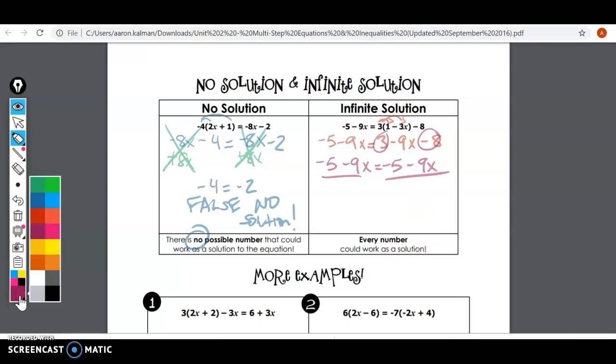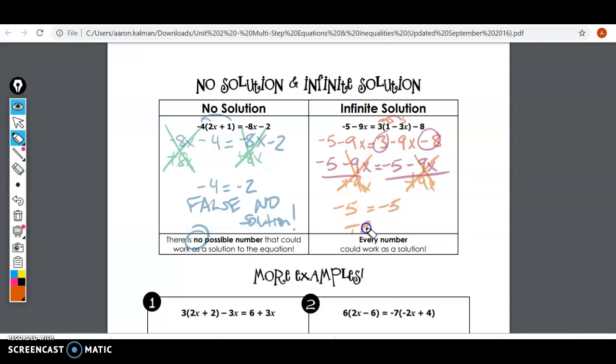I'm going to go on and take it a step further and add my 9x over here and show you that they both cancel out, and now we're left with -5 equals -5. And this is a true statement, so we say there's infinitely many solutions. That means that you can take any number and plug it in for x, the same x on both sides, and the left-hand side would equal the right-hand side.